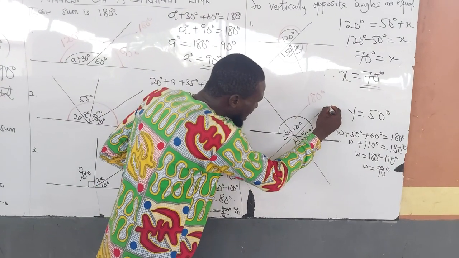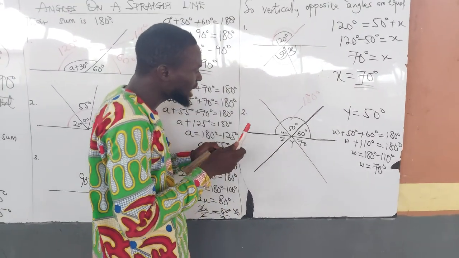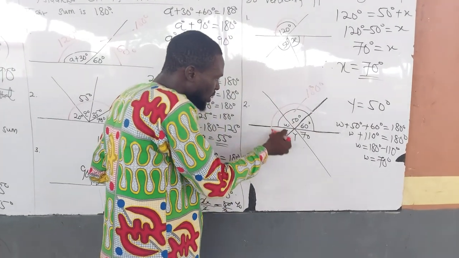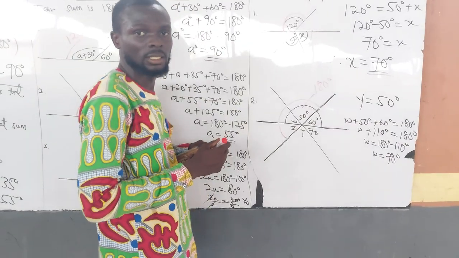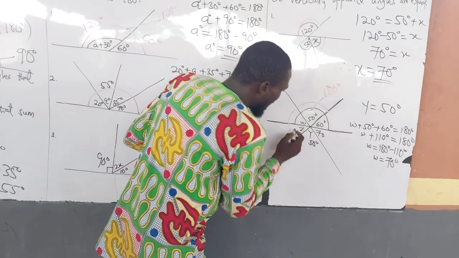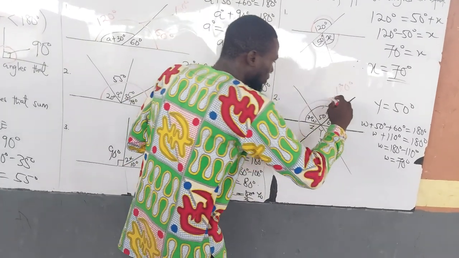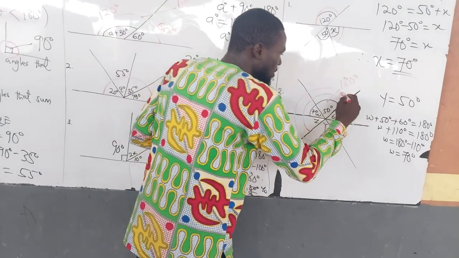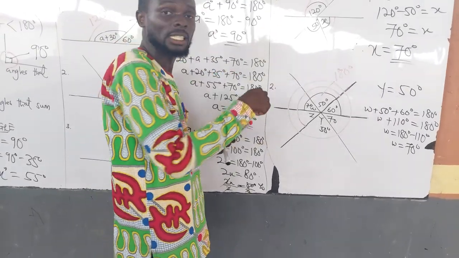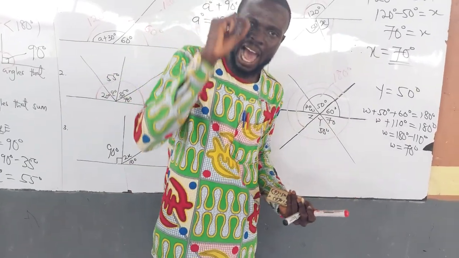Now how can I solve for my z? I can also take this as a straight line like this, and add all the angles on that straight line and also equate it to 180. Or since I know my y as 50 degrees and I know my w as 70 degrees, I can take it as a complete circle, add all the angles including z and equate it to 360, and that one happens to be angles around a fixed point.